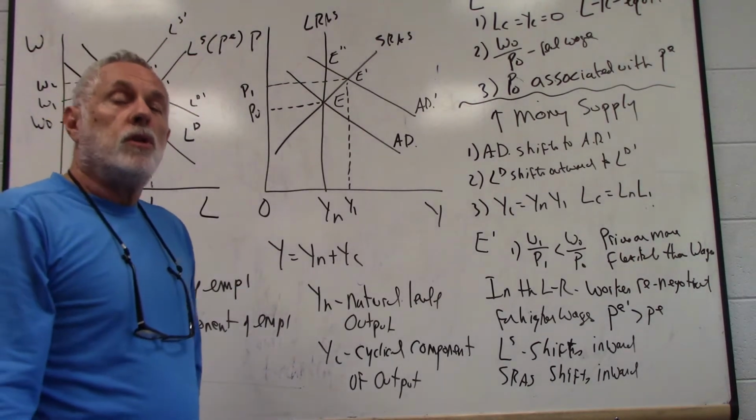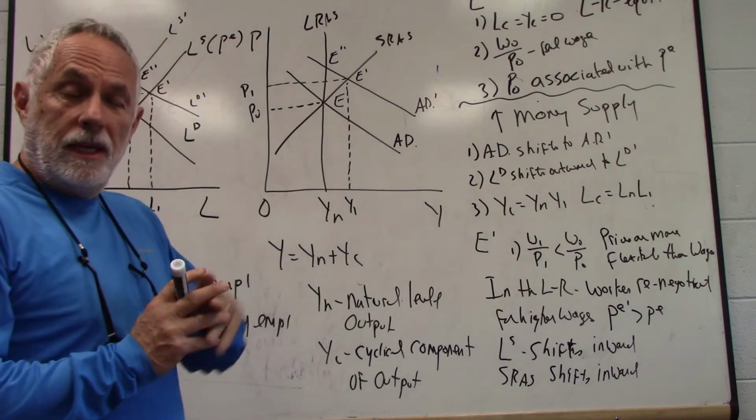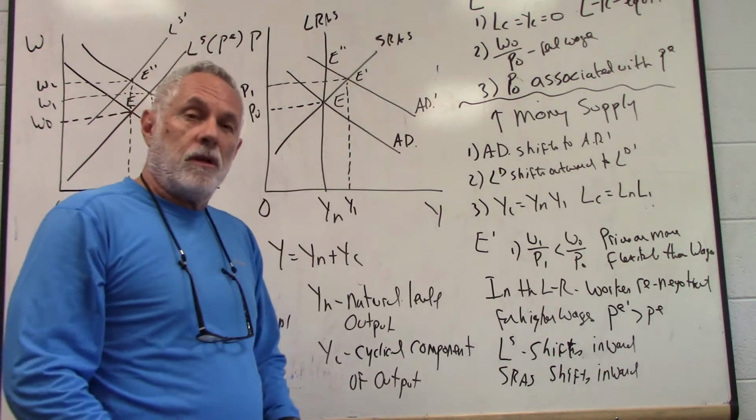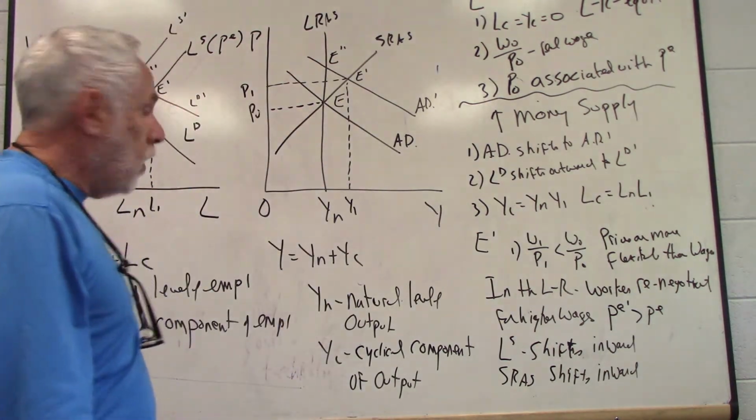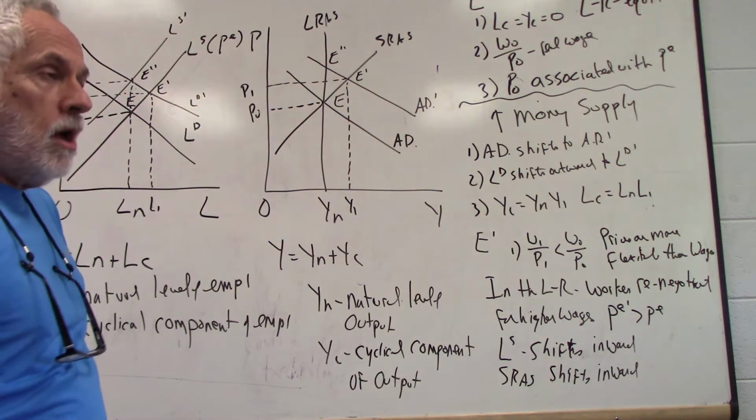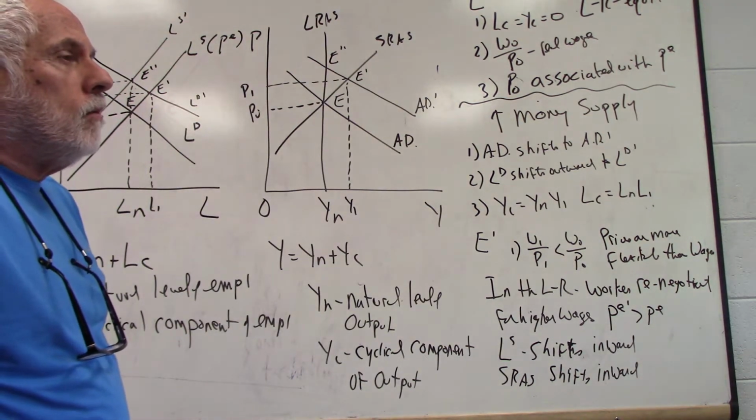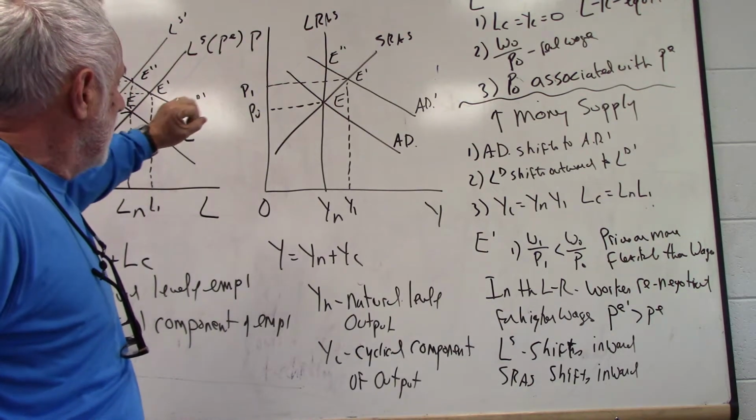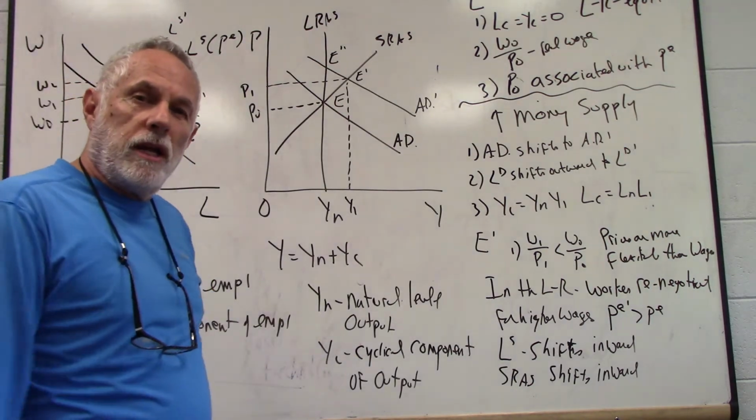So now what I want to do is combine the labor market and output market graphs together. Now this looks a little overwhelming, but it's really not that bad. So I've drawn everything up here. What you might want to do is stop it and reproduce this, but let me go through it and then you can decide how you want to handle it.